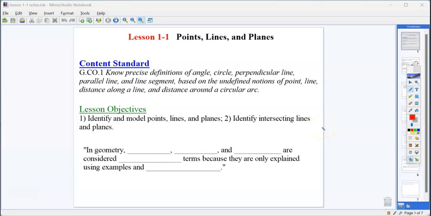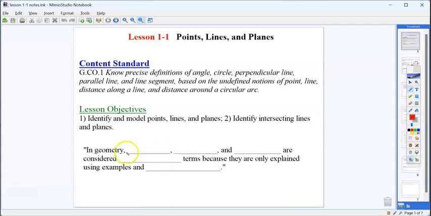Right, so in our first lesson, as you can see by my title, we are going to be discussing what we would consider to be some fundamental, foundational concepts, the fundamental building blocks of our study of geometry. And the three concepts that will be the focus of today's lesson will be points, lines, and planes.